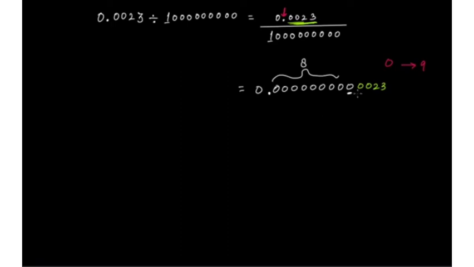Okay. So this is about the division of any decimal number with 10, with 100, with 1000. It can be 10,000, it can be lakh, with 10 lakh, then it can be crore, 1 crore, and 10 crore. Depending on the number of zeros, you have to do this.